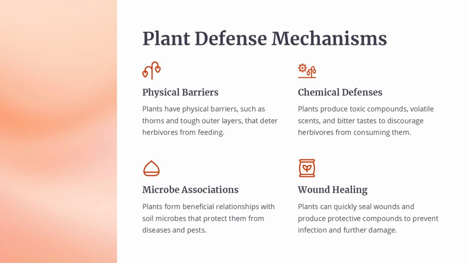Physical barriers like thorns and tough outer layers make it difficult for herbivores to feed on the plant. Plants also produce toxic compounds, volatile scents, and bitter tastes that discourage herbivores from consuming them. Beneficial relationships with soil microbes can help protect plants from diseases and pests. When plants sustain wounds, they can quickly seal them and produce protective compounds to prevent infection and further damage.